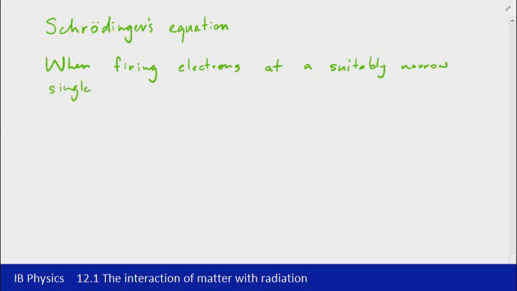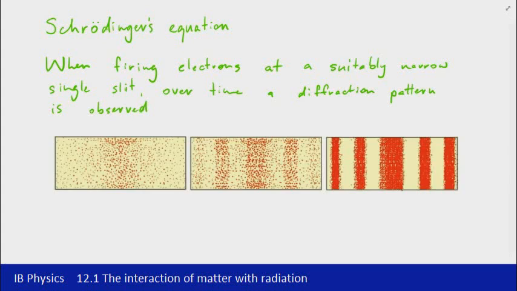And when you do that, because you've got individual electrons that you're dealing with, you need to allow this process to occur over time. It can't be done in a short period of time. You need to allow it to develop over time. A diffraction pattern will appear, or a diffraction pattern is observed, I should say. That sort of diffraction pattern looks like this.